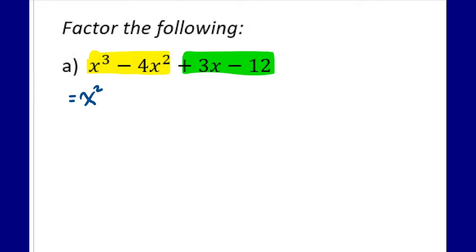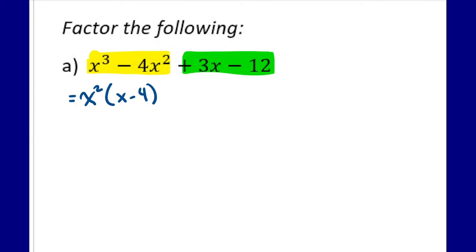Now, I can't common factor the entire expression because if we look at what's highlighted in green, the x squared does not exist in those 2 terms. But I can common factor the 2 terms I've highlighted. So that's what we're going to do. We factor those 2 terms, and we're left with x minus 4.